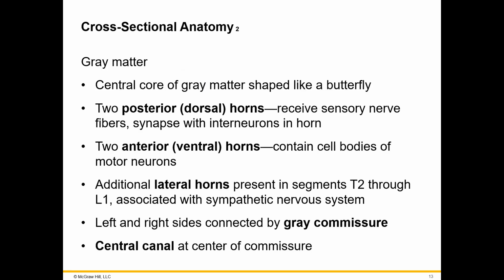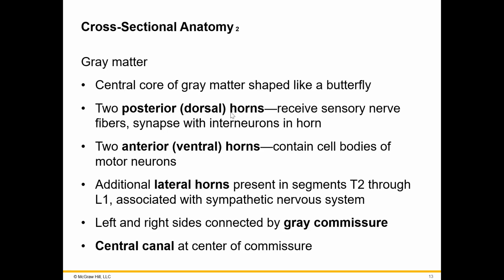Okay. So the gray matter is the central core. The central core of the gray matter is shaped like a butterfly. There are two posterior dorsal horns, and they receive sensory nerve fibers that synapse with interneurons. And we said, what are the functions of the interneurons? Yeah, they connect sensory and motor, and they are found in the central nervous system. They do this connection in the central nervous system.